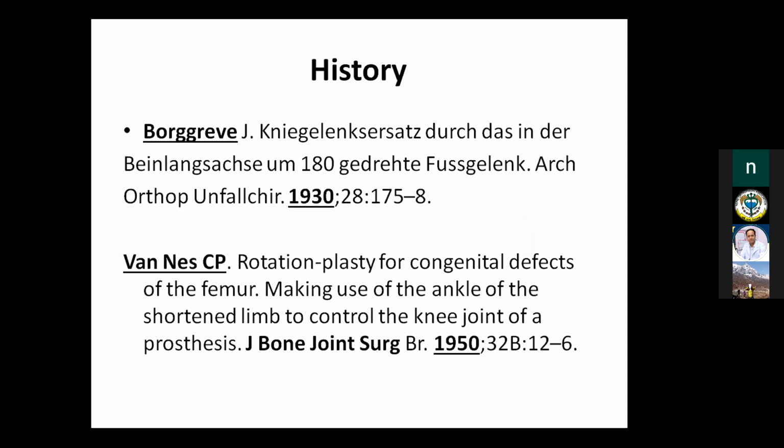Let's see the history of this procedure. I don't know how to pronounce him, but with respect, I'll pronounce him as Borggrieve. He did this in 1930, in a tubercular knee, in which the knee was totally destroyed. So he used the ankle joint as the knee joint.